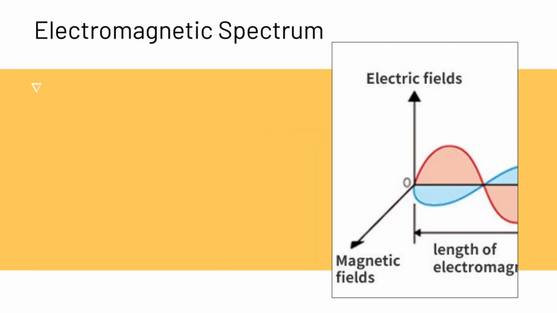All right, let's talk about the electromagnetic spectrum. Different types of electromagnetic waves are categorized on the EM spectrum by wavelength and by frequency.